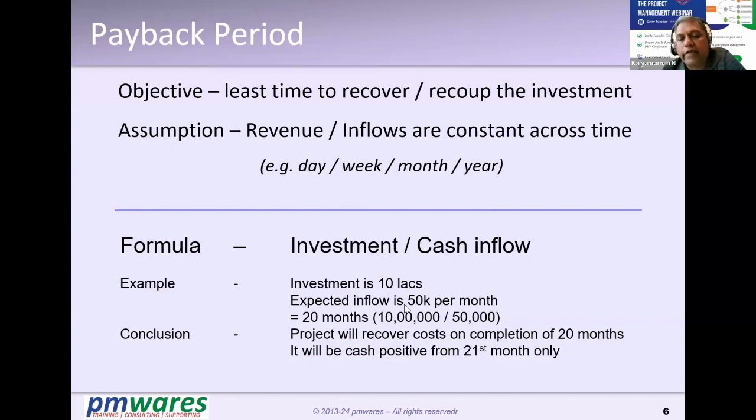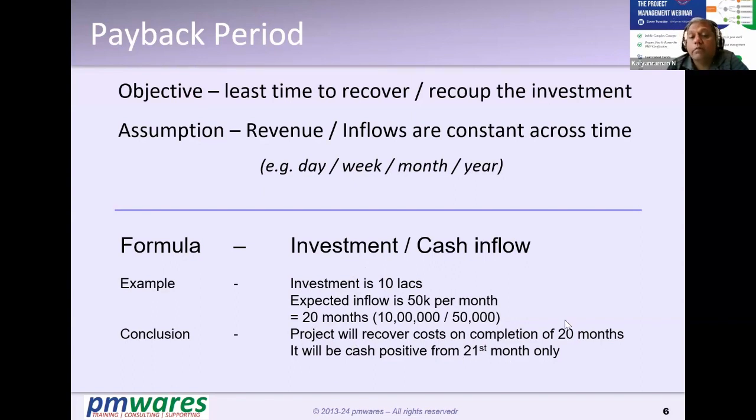The investment I'm making is 10 lakhs, and my expected inflow, that is the revenue generated from this investment, is expected to be 50,000 per month. So the way to calculate the payback period would be to divide this investment by the amount of income I'm expecting every month, a constant flow. So it gives me a result of 20 months.